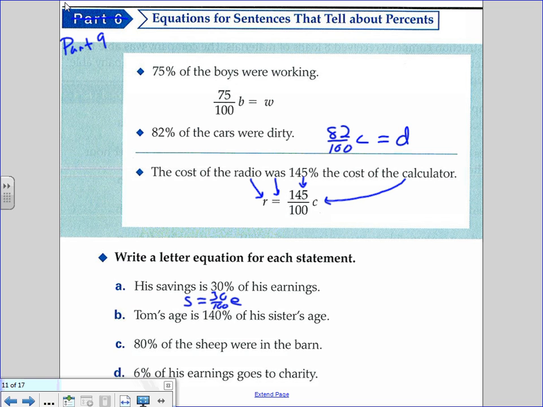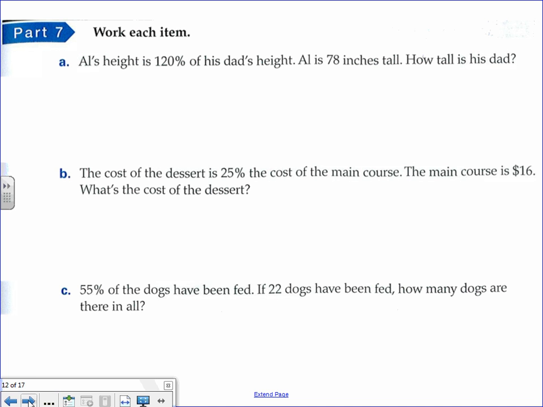Okay? We'll write that over here a little bigger in case that's tough to see. That would be the equation for that. You can go ahead and finish B, C, and D on your own. We do have one more slide to look at for part 9. So we'll move on to this.